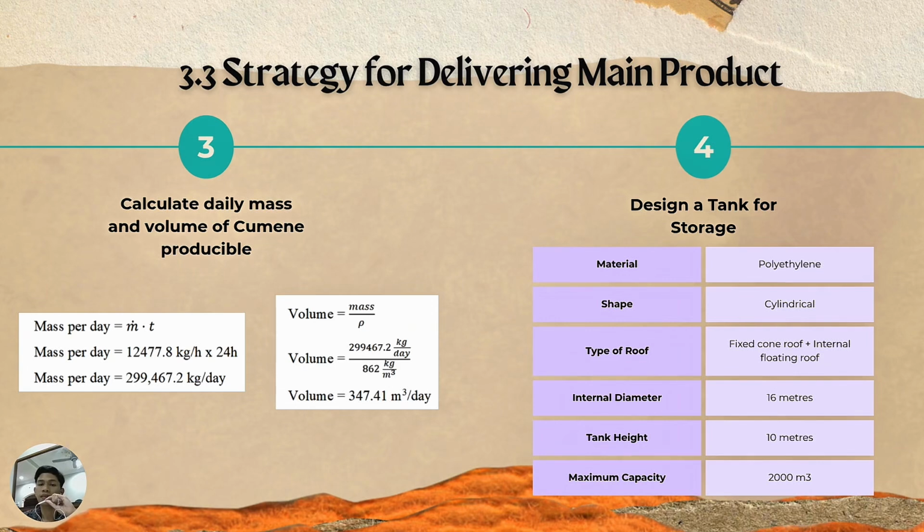Last step is to design a tank for the storage of cumene. We choose polyethylene as the material of the cylindrical shaped tank. The type of roof that will be used is fixed cone roof with additional internal floating roof. For the dimensions, the tank will have internal diameter of 16 meter and height of 10 meter. The storage that we design will have maximum capacity of 2000 meter cube for 5 to 7 day operation.